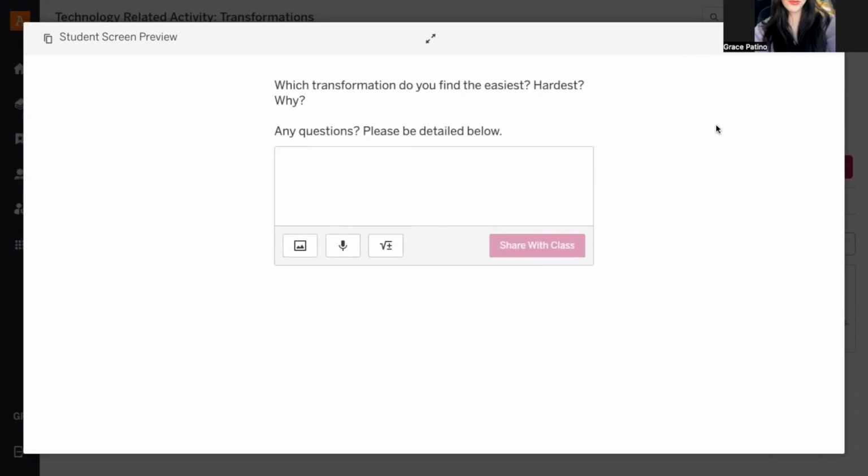Last one, I like to add this to all of my activities for my students. You basically just have to ask which transformation do you find the easiest, hardest, and why, and that goes with any math activity that we do. You always want to know what questions they have. And last thing, any questions, please be detailed below. And since this is an assignment that nobody else can see, they're pretty good about sharing what they don't understand and what they need help with.